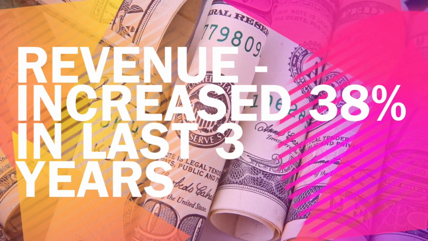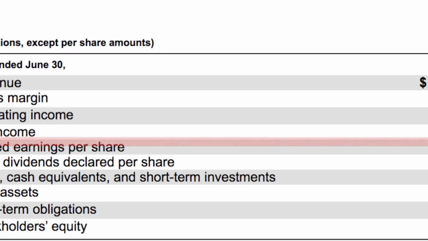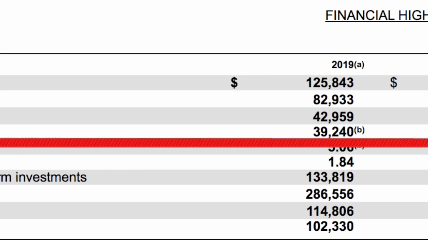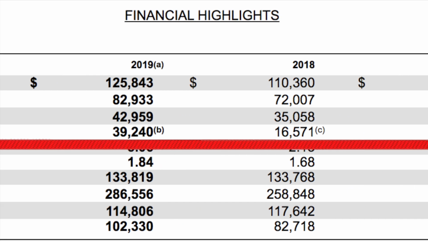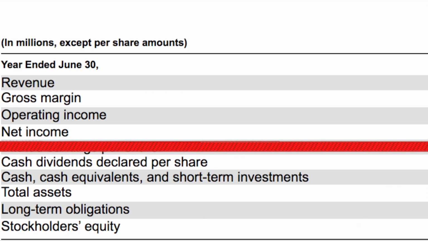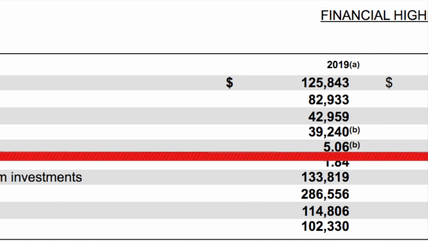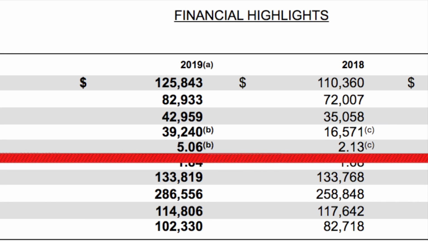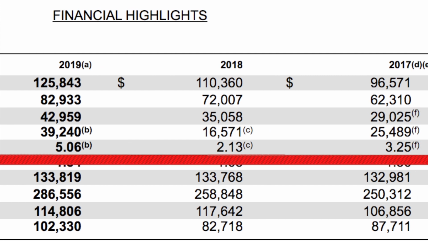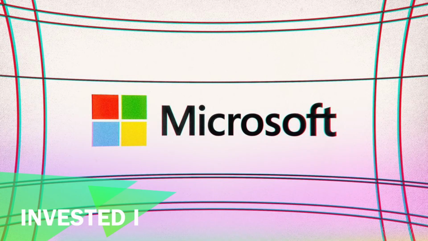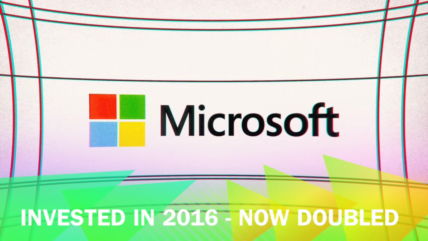It's not only the revenue. If you look here, the net income also increased from $20.5 billion to $39.3 billion in the last 3 years. If you look at the earnings per share, the earnings increased 97% in the last 3 years, which means if you had invested in Microsoft in 2016, it would now have almost doubled.